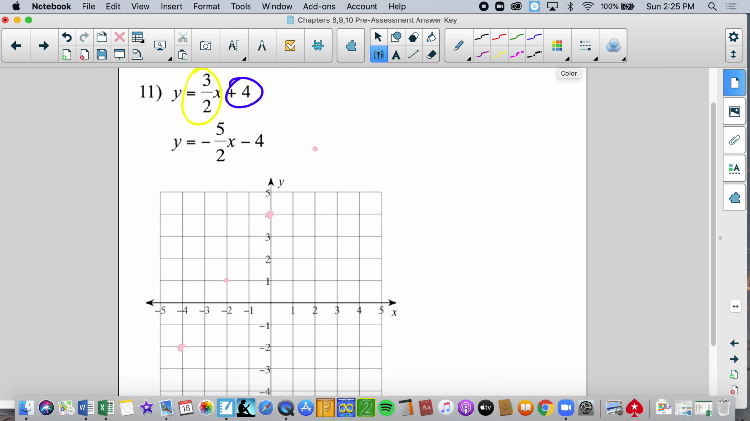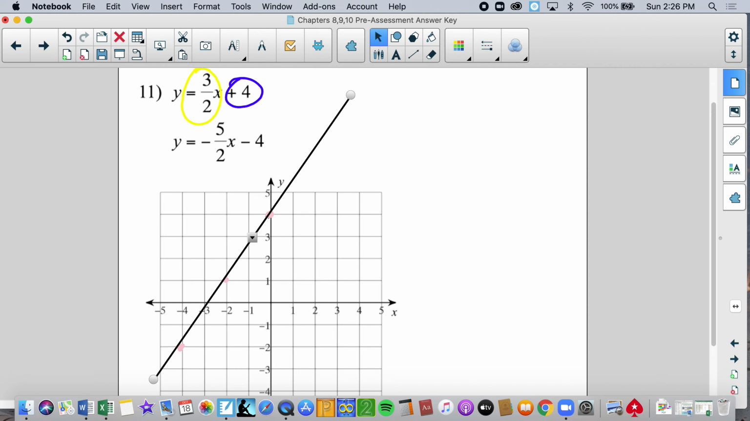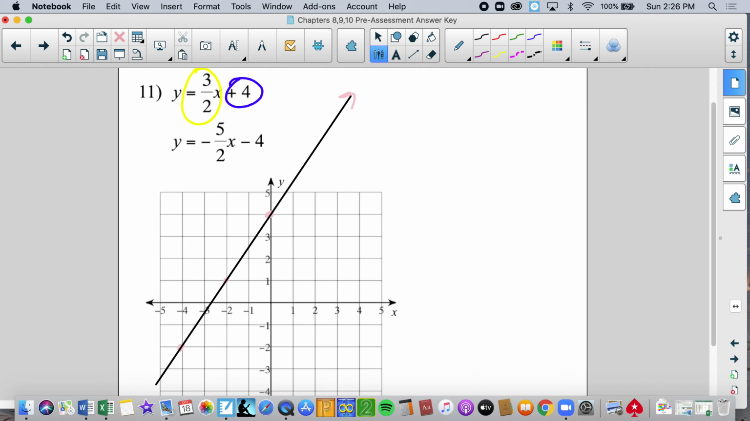If I go off the grid, because this point is an approximation, because I don't have any grid, that one I don't really know if that's spot on. I'm going to connect them and draw arrows. And now I'm going to draw my other point.